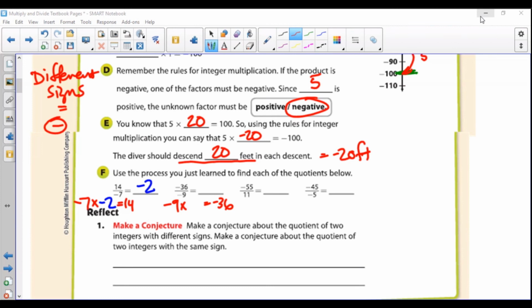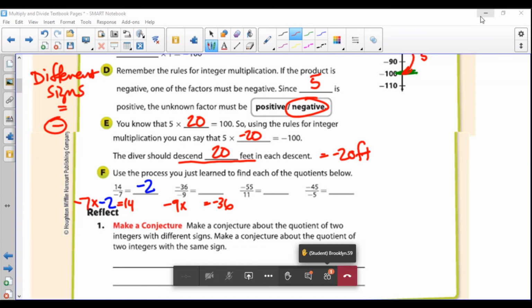Let me hear from Andrea. Andrea, go ahead and help us out, ma'am. If I'm multiplying two numbers and I get a negative answer, do I want two numbers with the same sign or two numbers with different signs? What do you think, Andrea? You can unmute and then share. Can you repeat the question? Okay, so when I want to get a negative answer, do I need different signs or same signs to get a negative answer? What do I need?